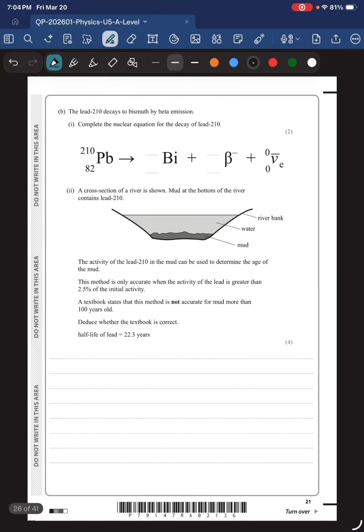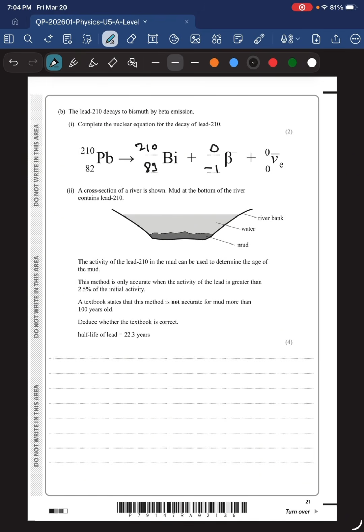Okay. B. The lead-210 decays to bismuth by beta emission. Complete the nuclear equation for the decay of lead-210. Okay, so the beta particle has a mass number of 0, atomic number of -1. Therefore, bismuth has 83 protons, 83 minus 1, 82. And 210 is the mass number of bismuth. The beta decay does not change the mass number.